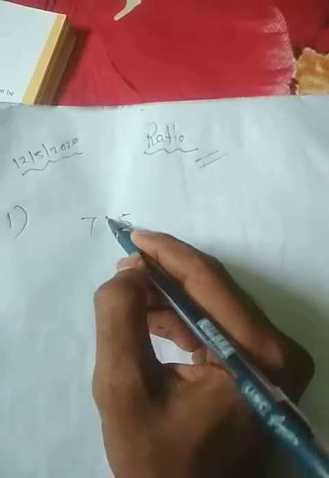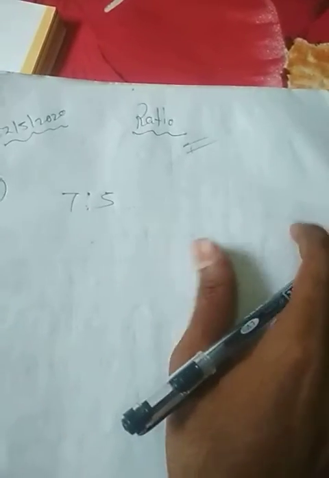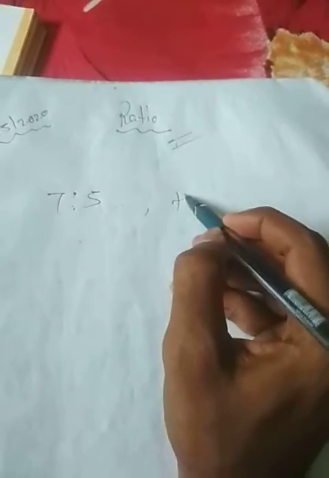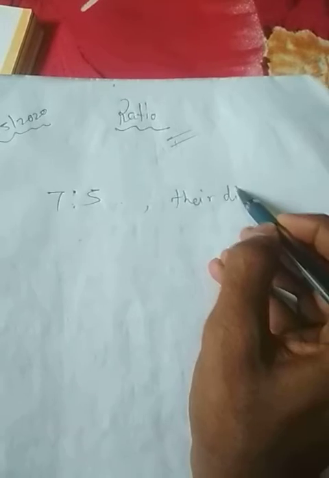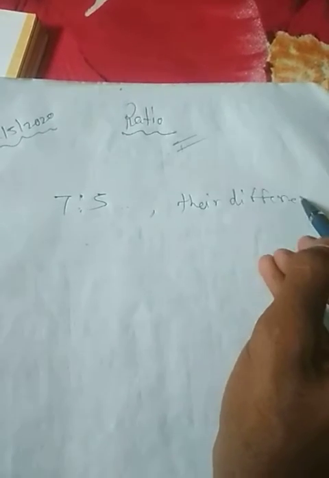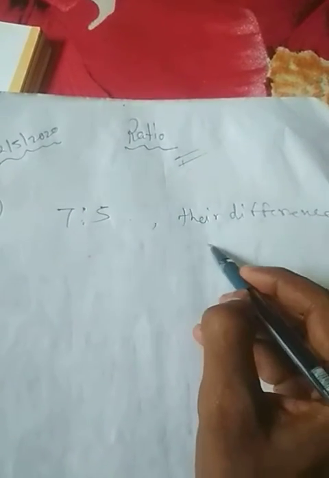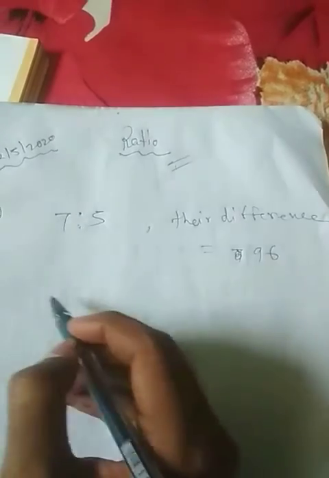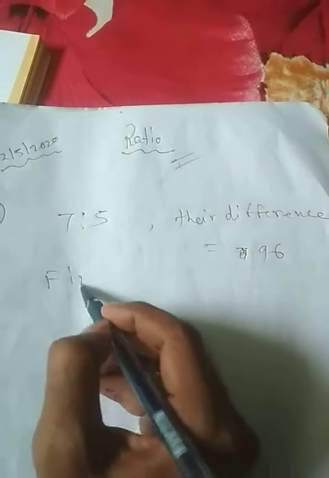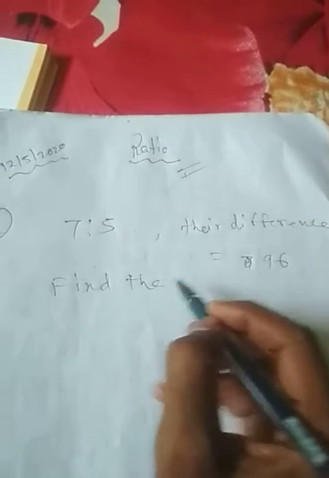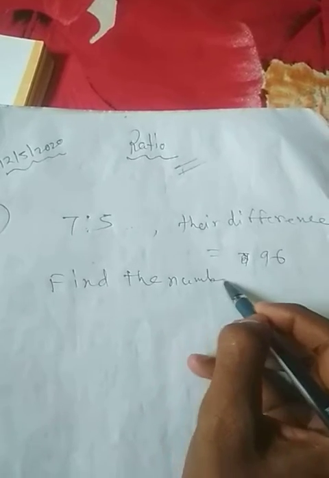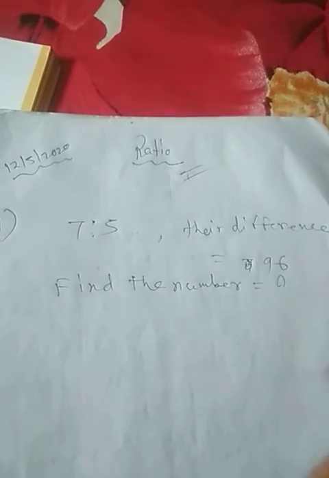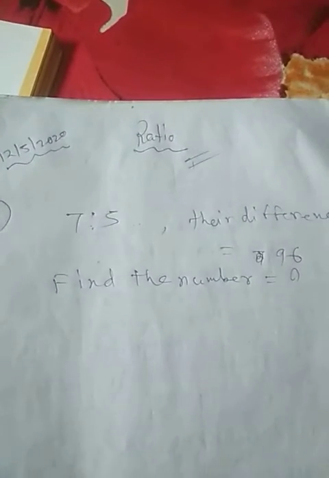Like, if the numbers are given in the ratio 7:5 and their difference is given, that is 96, find the numbers. How can you find the numbers?